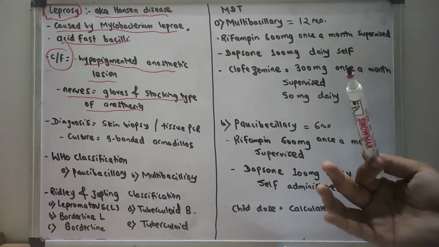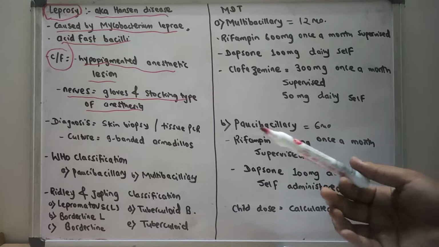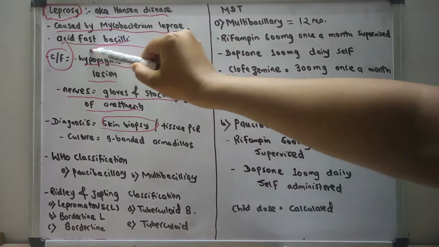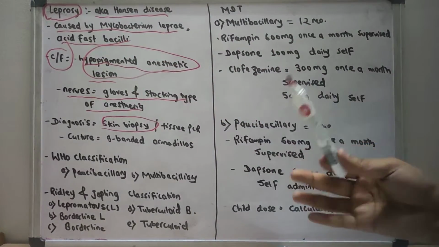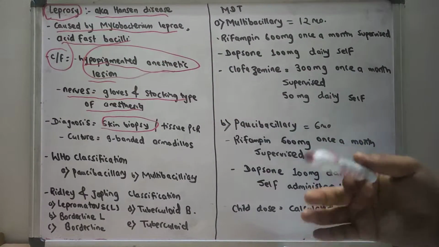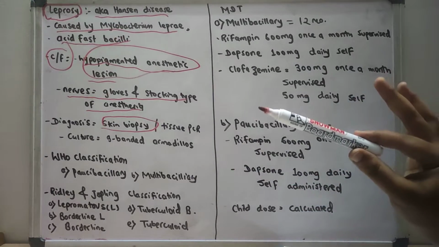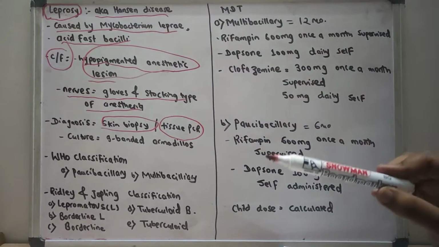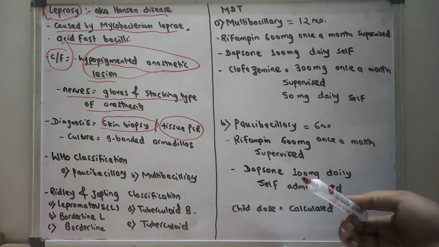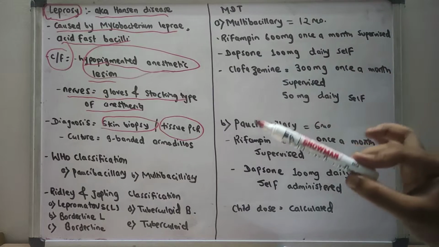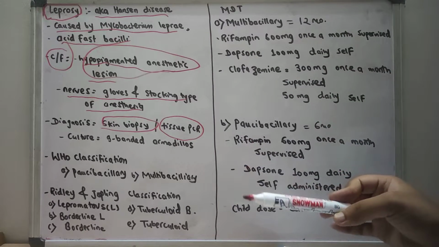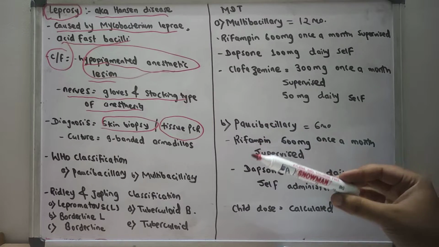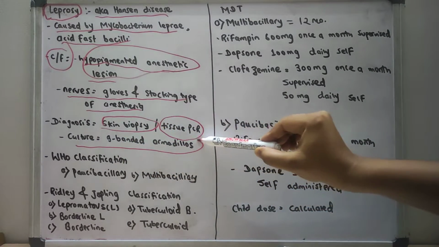So how do we diagnose leprosy? We diagnose leprosy by skin biopsy. We take the skin biopsy from the hypopigmented lesion, or from the suspected lesion, or we take it also from the earlobes, or we also do tissue polymerase chain reaction. From these two investigations, leprosy can be confirmed. Or we can also do culture of the Mycobacterium leprae bacilli. This can be done in the nine-banded armadillos.